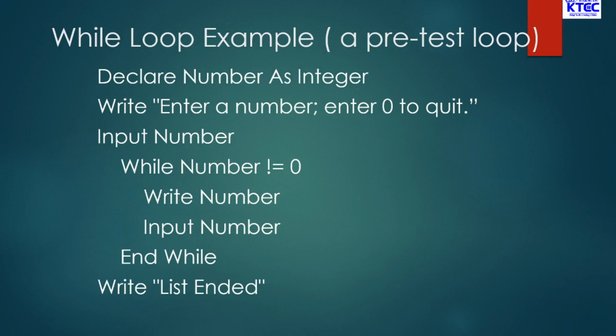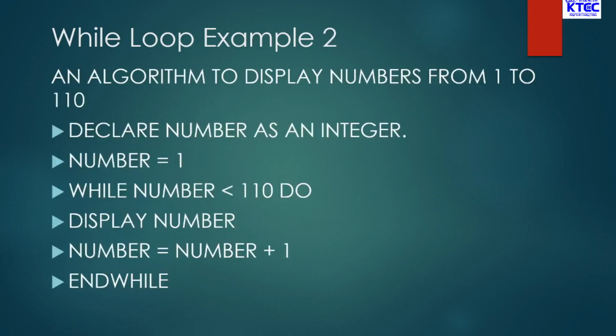So basically, that is the pretest. So this is while loop example 2. Say, write an algorithm to display numbers from 1 to 110. This particular program gives me one of the useful tips of how loops can summarize our programs.